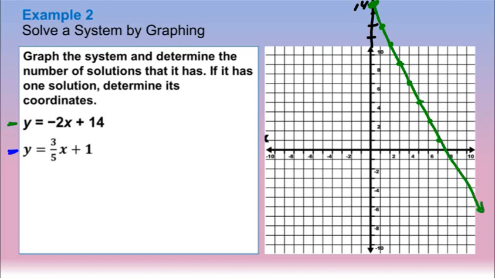Then I'm going to use blue for this other one. I put a point at positive 1, with a slope of 3/5, so it goes up 3 and to the right 5, up 3 and to the right 5.